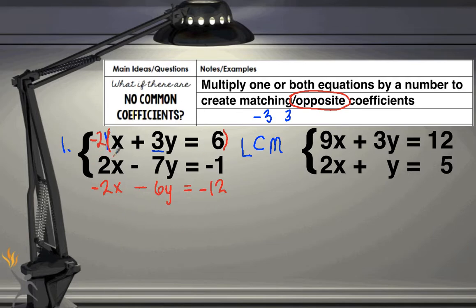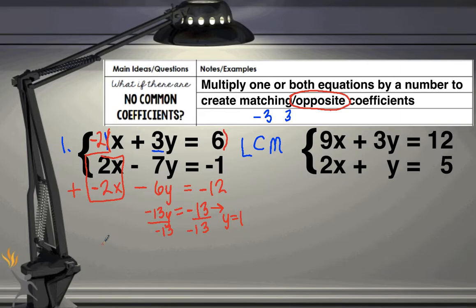Now I've got two coefficients that are common, just like I did last unit, and they're opposite. If they're opposite, because they're different signs, we're going to choose to add. So 2 plus negative 2 is 0. Negative 7 plus negative 6 is negative 13y. And then negative 1 and negative 12 is negative 13. That gives me an answer. If I divide both sides by negative 13, I get y equals 1.